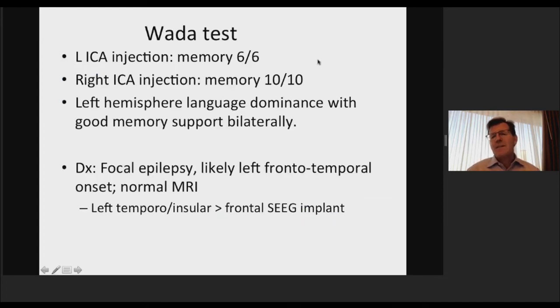So we did a WADA test on this patient just because there were some mild neuropsychological changes, and the patient passed completely on both sides with left hemisphere language dominance and good memory support bilaterally.